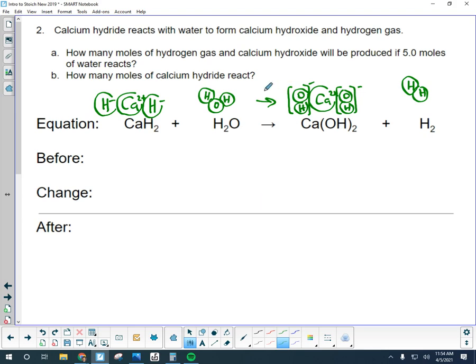So just doing a visual check of our quantities, I have 1 calcium, that's good. I have 1, 2, 3, 4 hydrogen atoms on each side. So far, so good. 1 oxygen, 2 oxygen, right? That's a problem. So I can't change the formula, right? I can't just make it H2O2 because that's a completely different substance. That's hydrogen peroxide. It's not water.